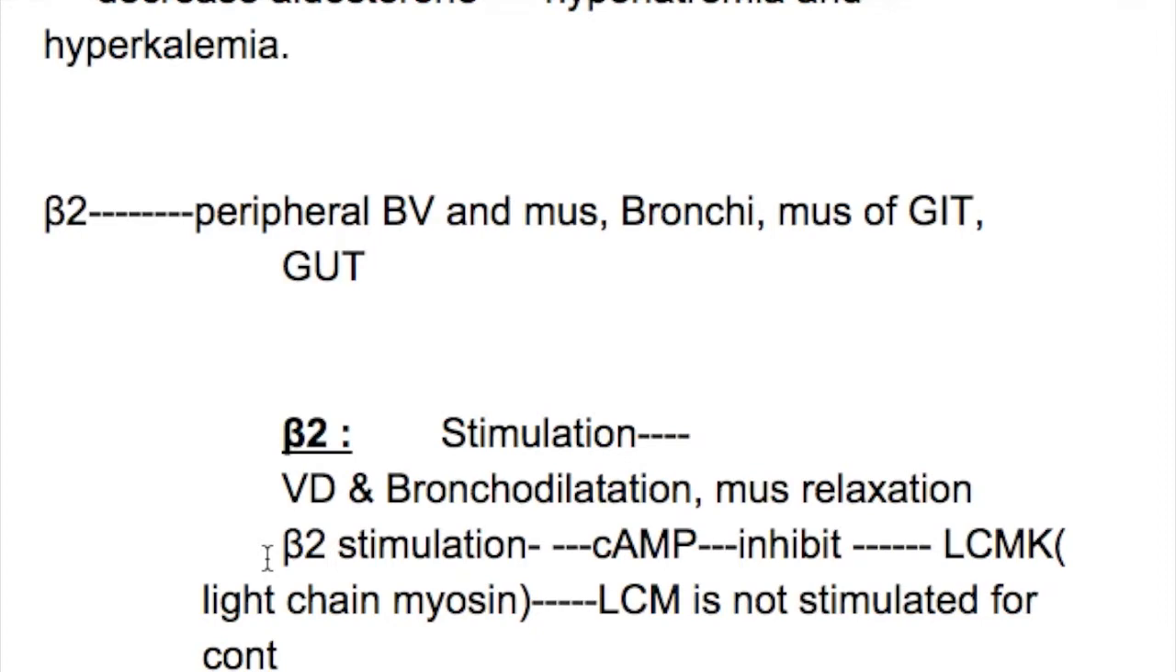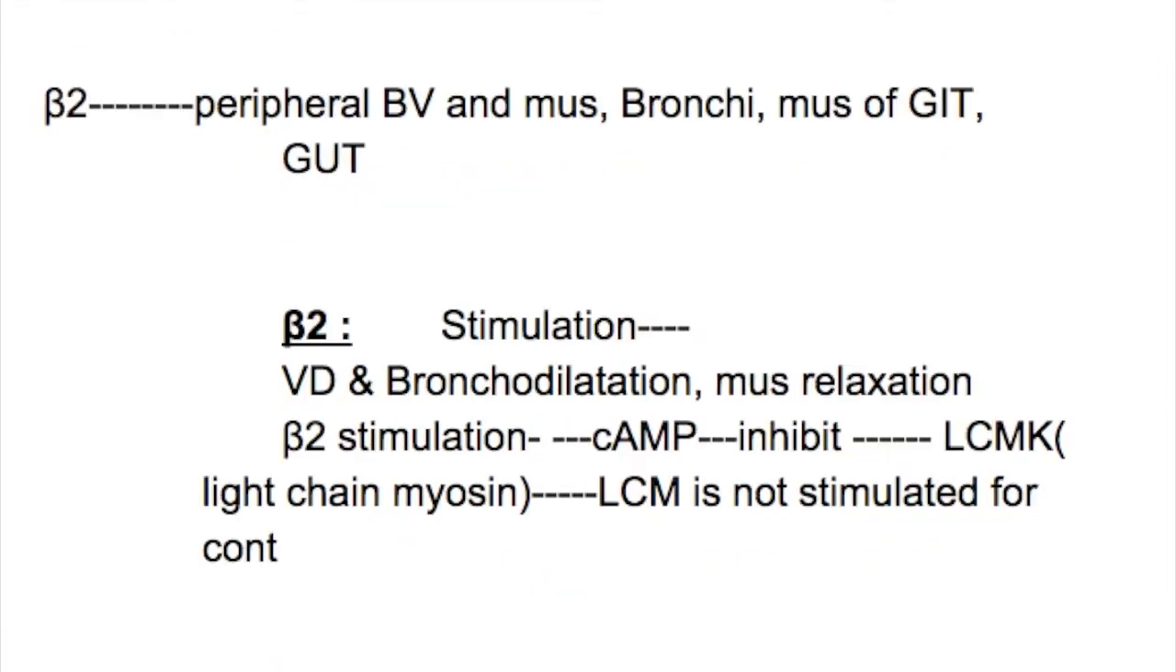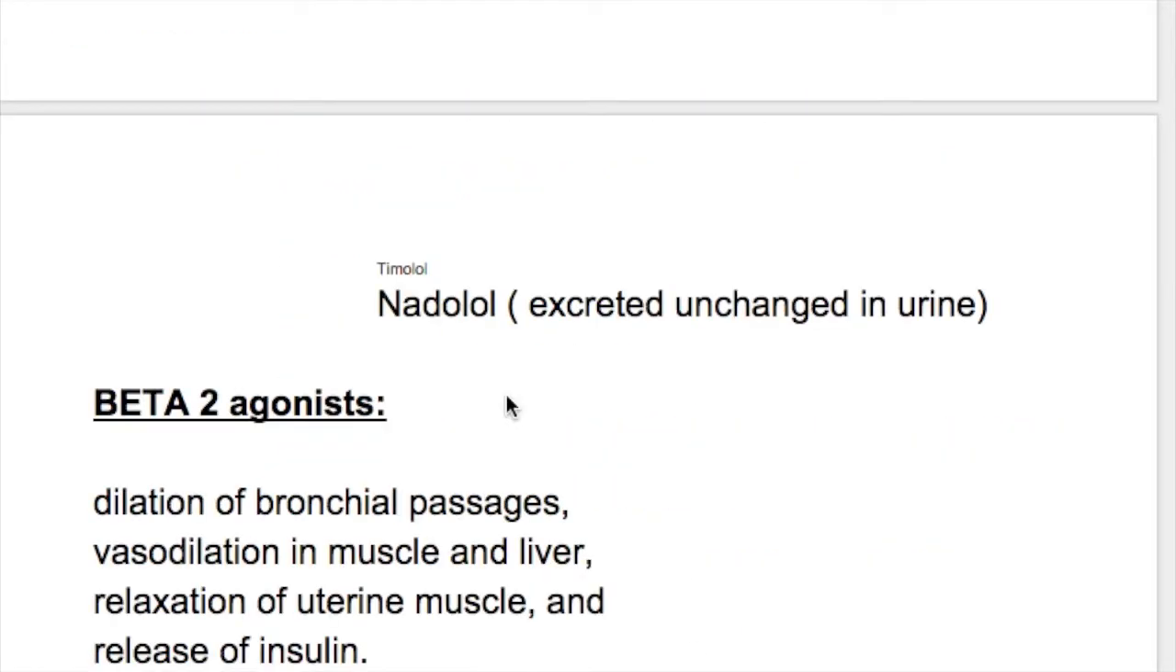So how does it act? Beta 2 stimulation increases cyclic AMP that inhibits the light chain myosin kinase. Light chain myosin kinase inhibition leads to dilatation. So which beta blocker is excreted unchanged in urine? Nadolol is excreted unchanged in the urine.